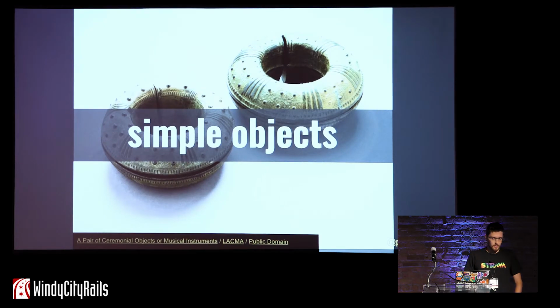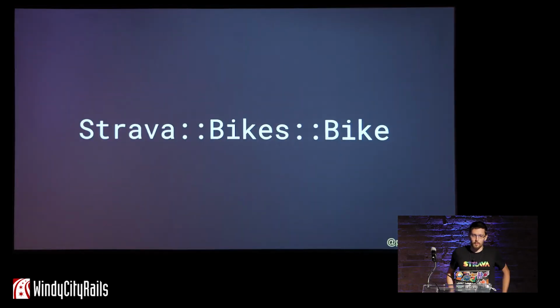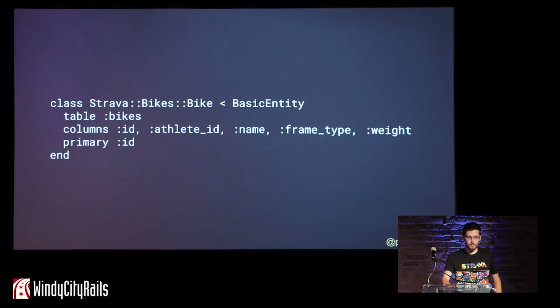So let's see if we can go deeper and design some really simple persistence objects. Some objects that are better encapsulated and have much smaller APIs. So I'm going to introduce you to our solution to this problem. We'll start out with what we call entities. So you can think of these objects as records, but we tend to avoid that term to avoid any confusion with active record. The bike entity lives inside the bike service.